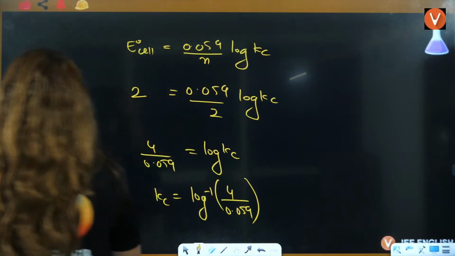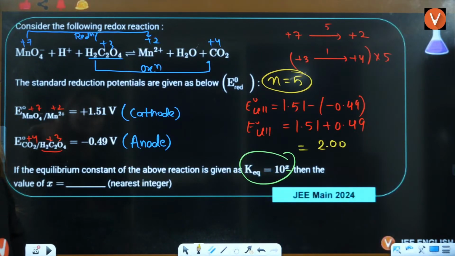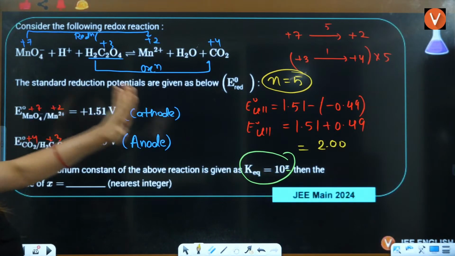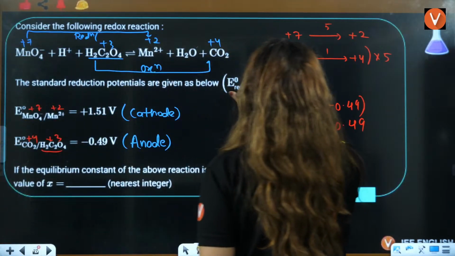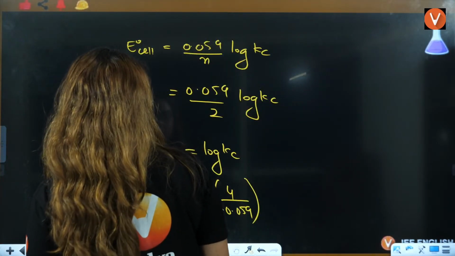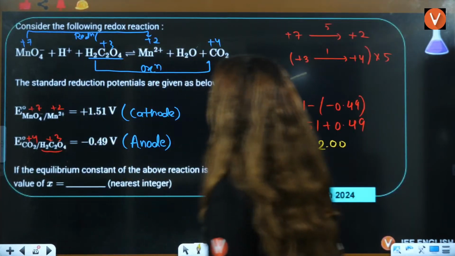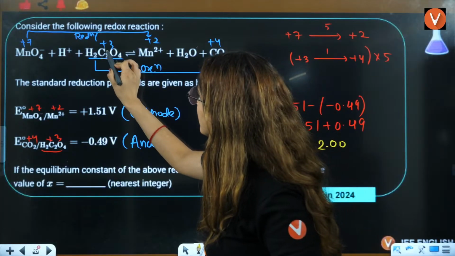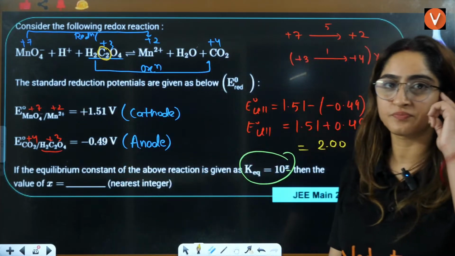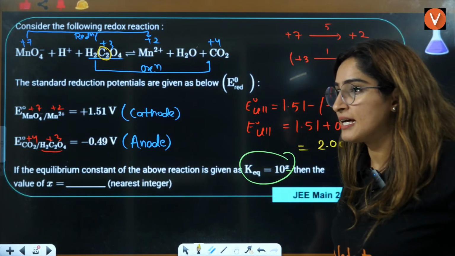Wait a minute. n will not be 5, guys. n will not be 5. No. Why so? Because I missed this thing here, the C2. I missed it there, right?